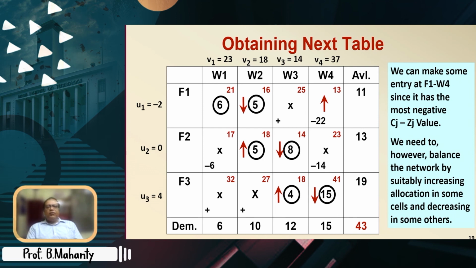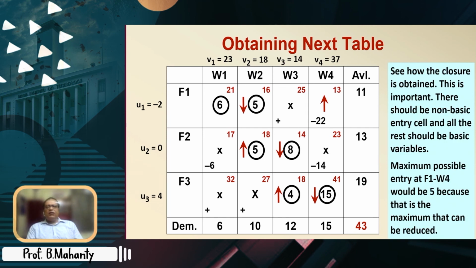And in the new table, this will not be there. This will be 5. This 5 will become 10. This 8 will become 3. This 4 will become 9. And this 15 will become 10. All right, so you see how the closure is obtained. This is important: there should be one non-basic entry cell and all the rest should be basic variables. And the maximum possible entry at F1 W4 would be 5, because that is the maximum that can be reduced.